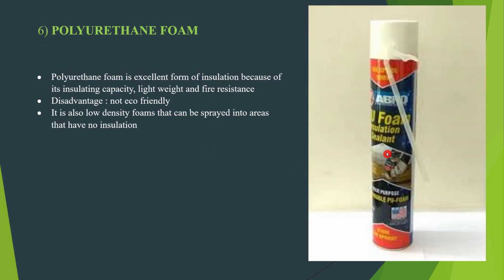Next one is polyurethane foam, and polyurethane foam is an excellent form of insulation because of its insulation capacity. They are lightweight and fire resistant, but they are not eco-friendly. It has very low density foams and can be sprayed into areas that have no insulation. We can directly spray this onto another material.